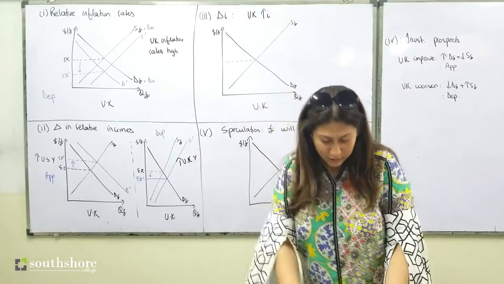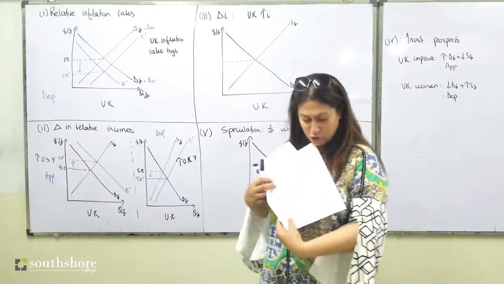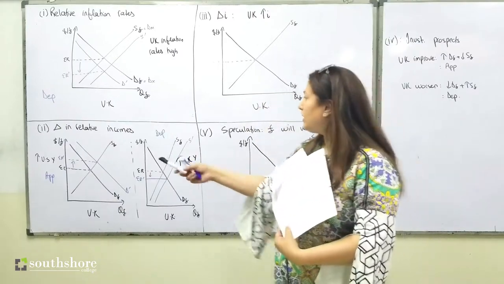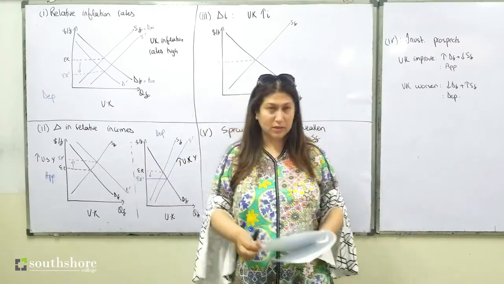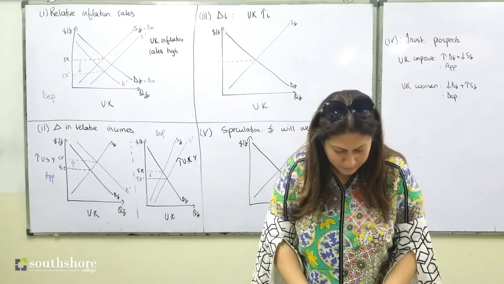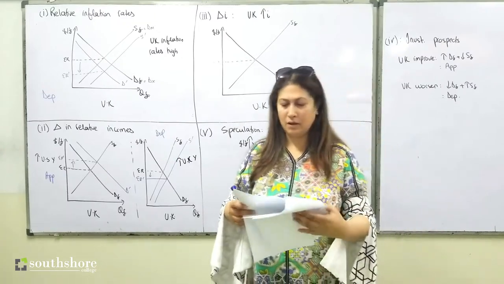So guys, where it says two changes in relative incomes, two cases, US incomes rise, UK incomes rise, you will fill out these two diagrams. All right, remember to pause the video and continue to do this, please.